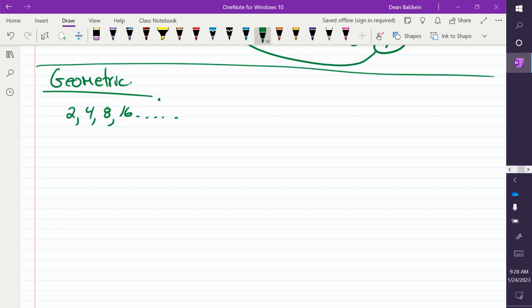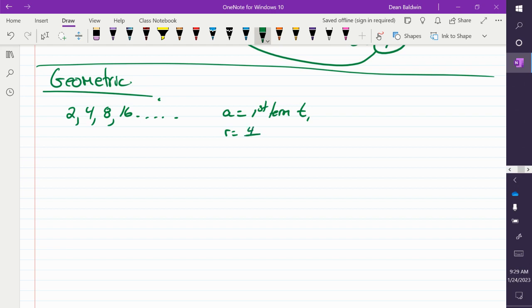Let's go through the terms. What does A represent? First term, yes. Sometimes called T1, but I prefer A. A little more prestigious. What does R represent? Common ratio. How do you find it? You divide the term in front by the term behind.